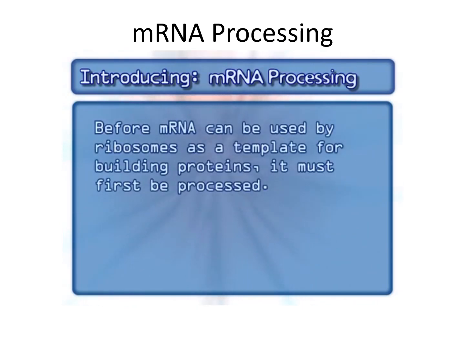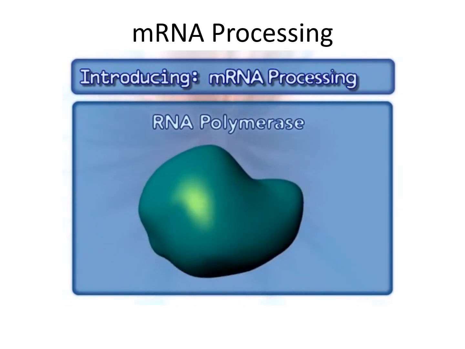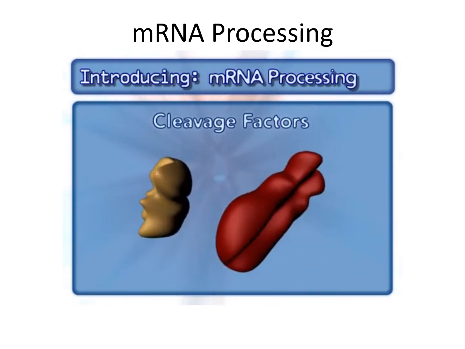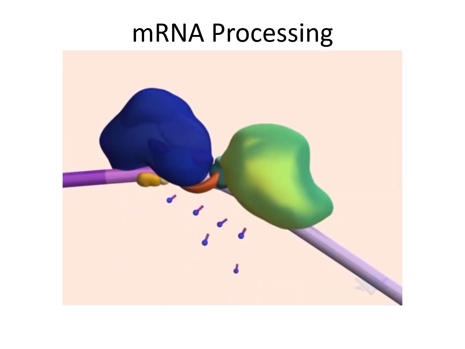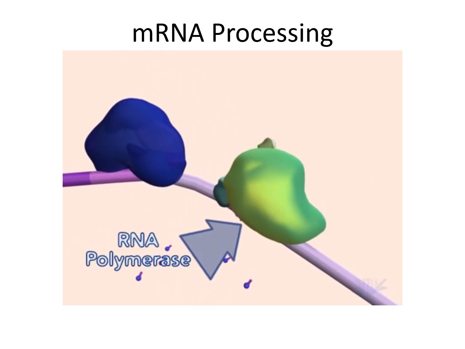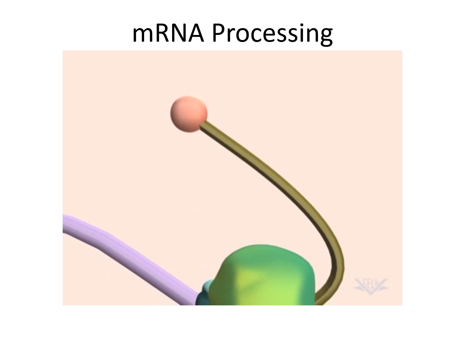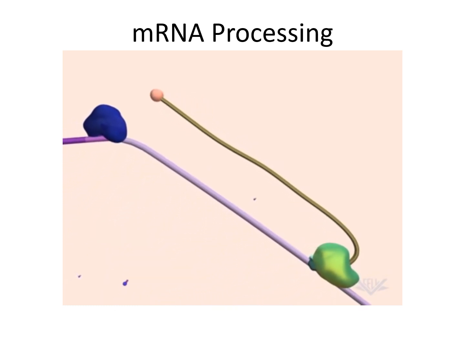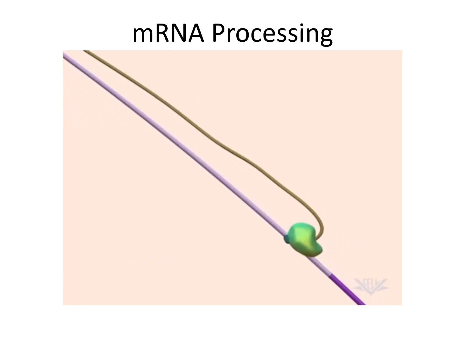Before mRNA can be used by ribosomes as a template for building proteins, it must first be processed. Key steps are the addition of a methylated cap and a polyadenylated tail. Involved in processing are RNA polymerase, cleavage factors, and poly-A polymerase. Processing of mRNA begins with transcription. Soon after RNA polymerase begins transcription, a methylated cap is added to the 5' end. Transcription then continues to completion. Following completion, RNA polymerase releases the capped strand of pre-mRNA.